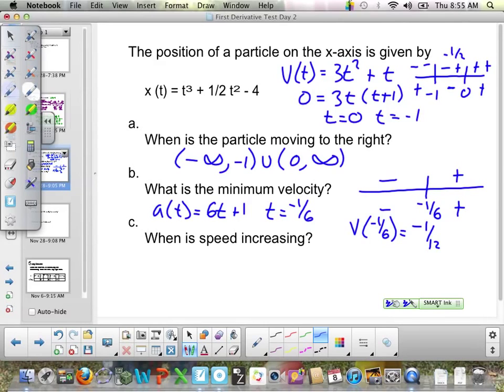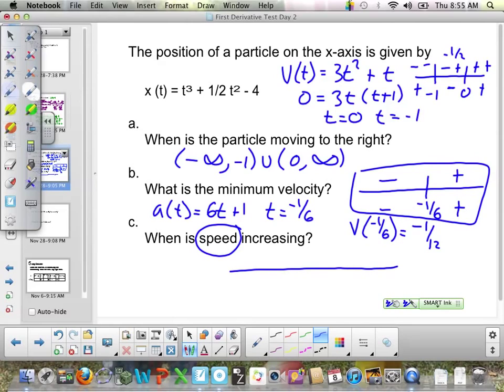This last question, when is speed increasing? Pay very careful attention when you get that wording. Speed does not have direction in it. Velocity does. So when you're looking purely at speed, you're looking at getting faster or slower, not worrying about the direction. So what we need to do is combine our two sign charts, our acceleration sign chart and our velocity sign chart. All right, so critical numbers were negative 1, negative 1/6, and 0.